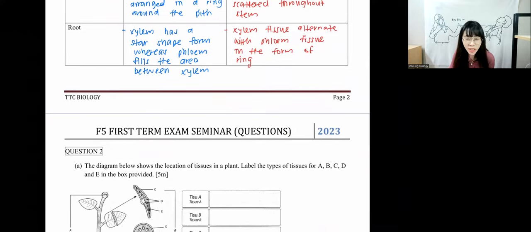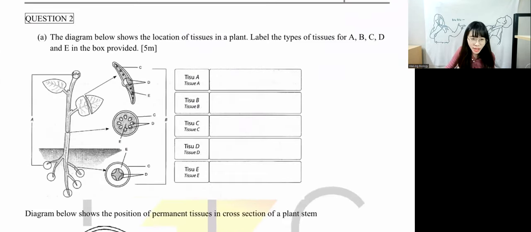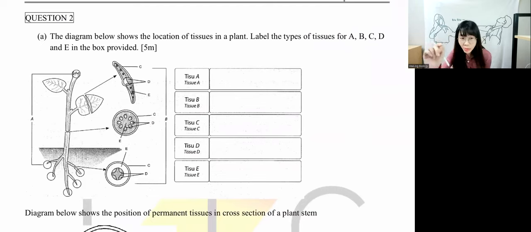The diagram below shows the location of a tissue in a plant. Label the type of tissue for A, B, C, D, and E in the box provided. Okay, let's label A first. We have to see properly, guys. A is over here. They are pointing at the tip of shoot and the tip of root. So do you think they are referring to the meristematic tissue or the permanent tissue? Of course, it's the meristematic tissue. It's apical meristem. If you want to write apical meristem tissue, it's correct. If you want to write meristematic tissue, it's also correct. Your choice, as long as you mention it is a meristematic tissue.